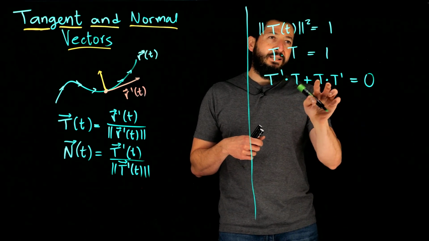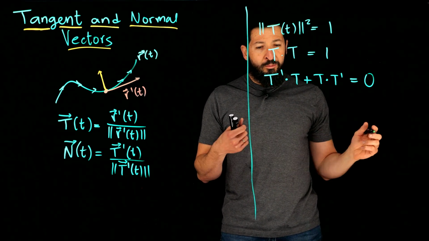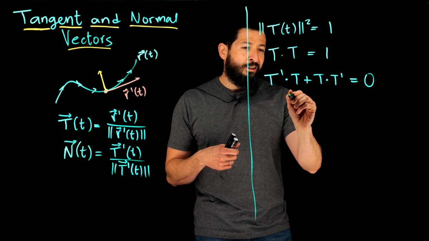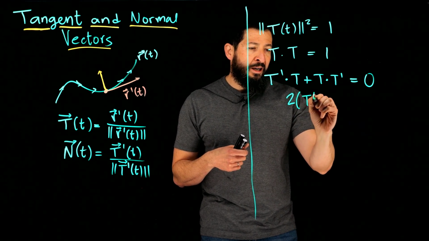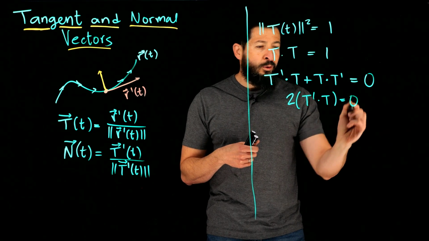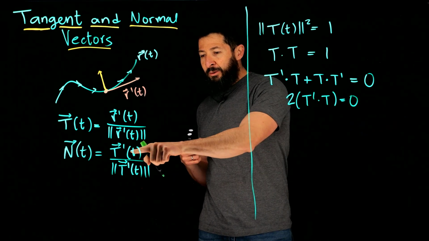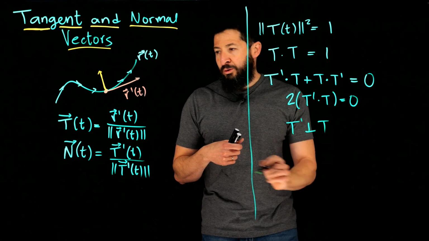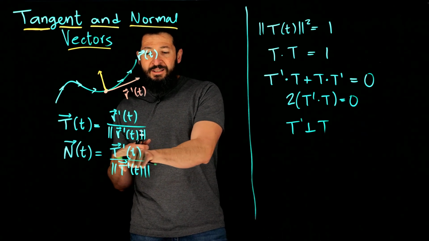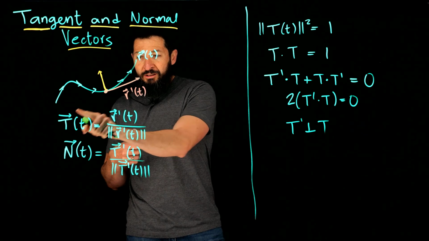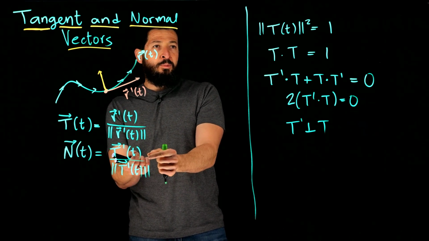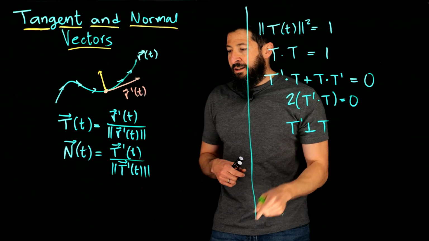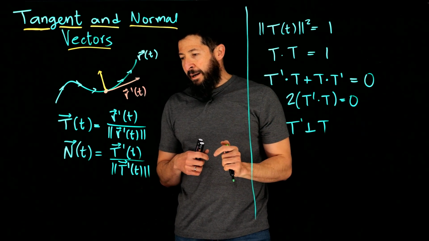Now, remember that the dot product is commutative in any real vector space, but in this case, we're talking about R2 or R3. So this is going to tell you that 2 times T prime dot T is equal to 0, from where you get that T prime is going to be perpendicular to, or orthogonal to, T. Now, if this vector is perpendicular to this whole vector back here, it doesn't matter if you normalize it, if you make it a smaller or longer length, that's still going to be perpendicular. So that then tells you that this vector here is going to be normal.